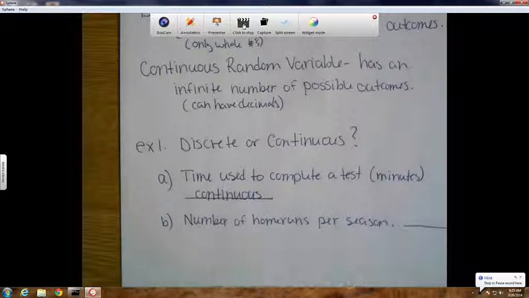How about home runs? Can I get 2.5 home runs per season? No, I either get a home run or I don't. They're all whole number answers. That's what makes this one discrete.